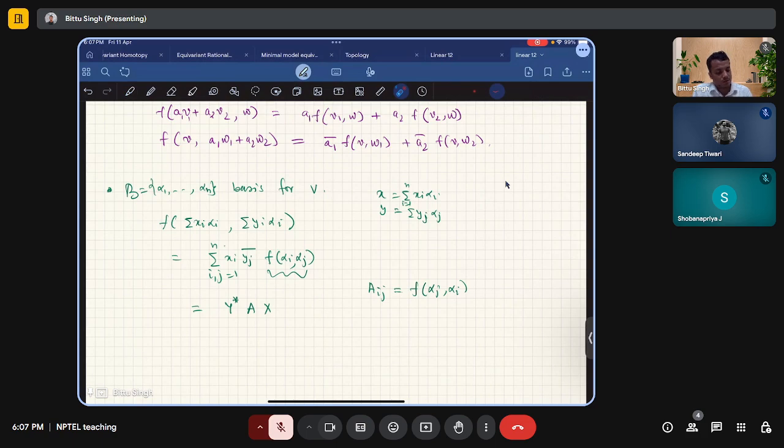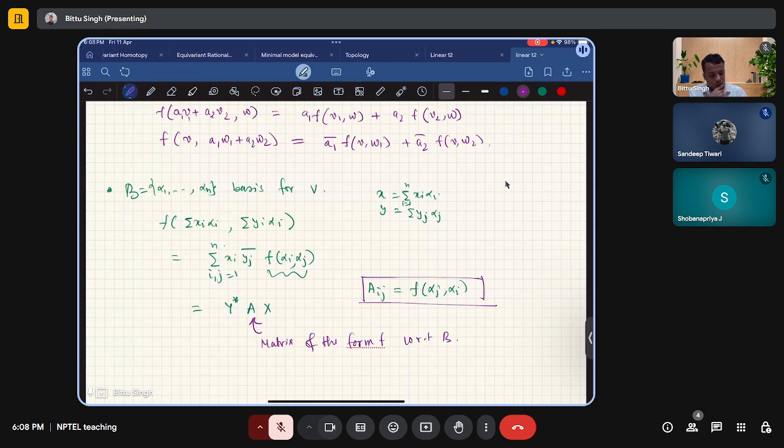So this A matrix is called the matrix of the given form f with respect to the basis B. So this is the formula. You can easily check it for a 2 by 2 matrix, and you can simply write the explicit formula for any n by n.